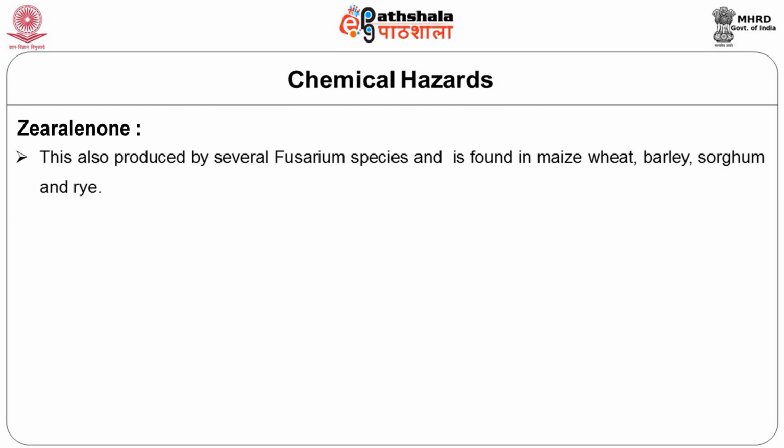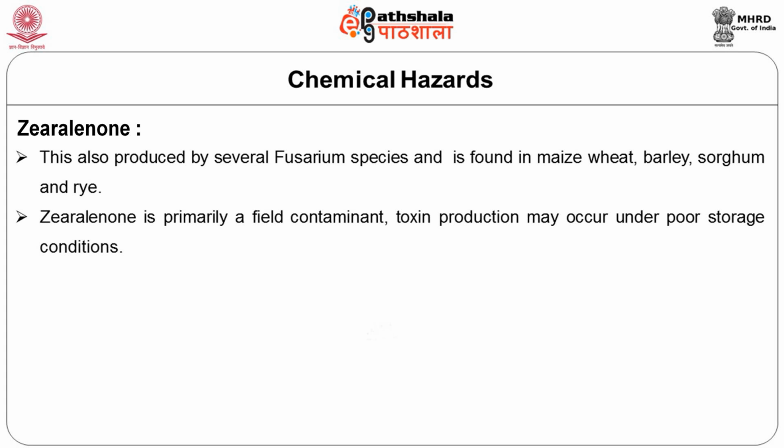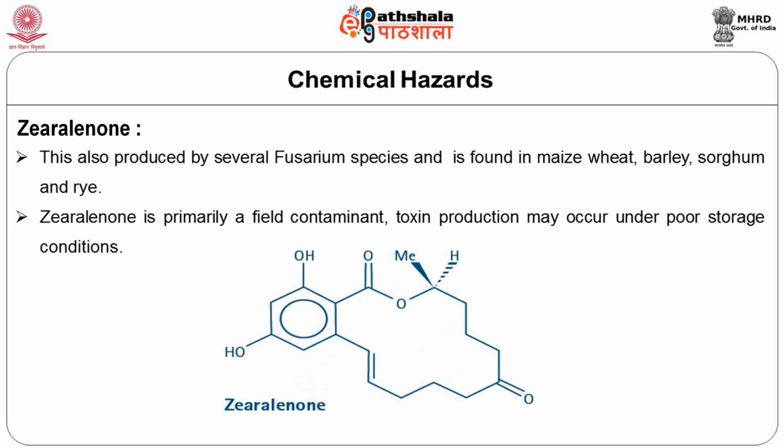This also is produced by several Fusarium species and is found in maize, wheat, barley, sorghum and rye. Zearalenone is primarily a field contaminant. Toxin production may occur under poor storage conditions. No human health effects have been reported, but it has been shown to have estrogenic activity in experimental animals.